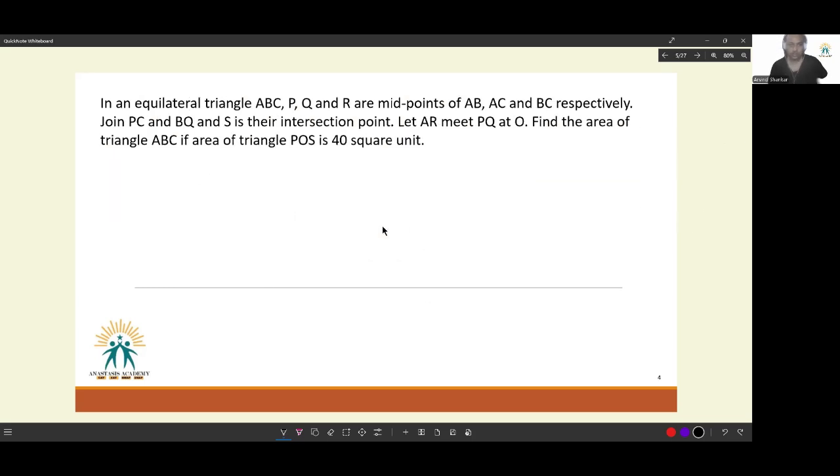Okay, next. In an equilateral triangle ABC, PQR are midpoints of AB, AC, and BC respectively.